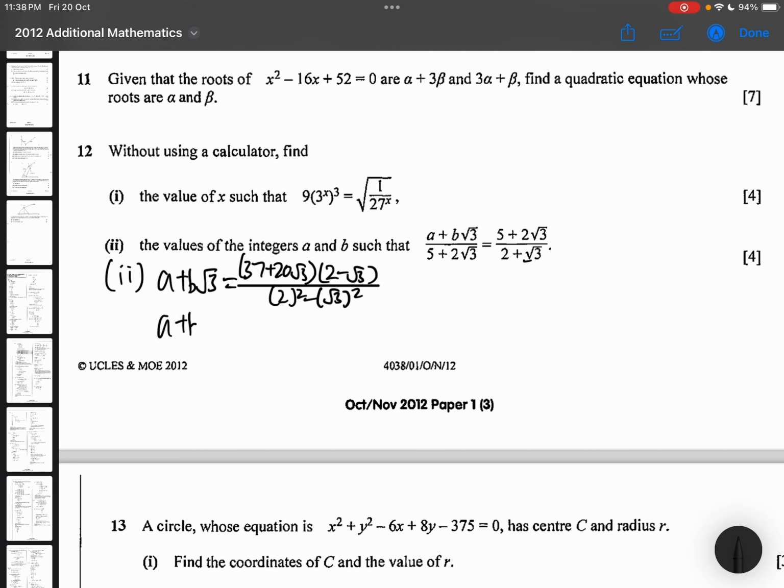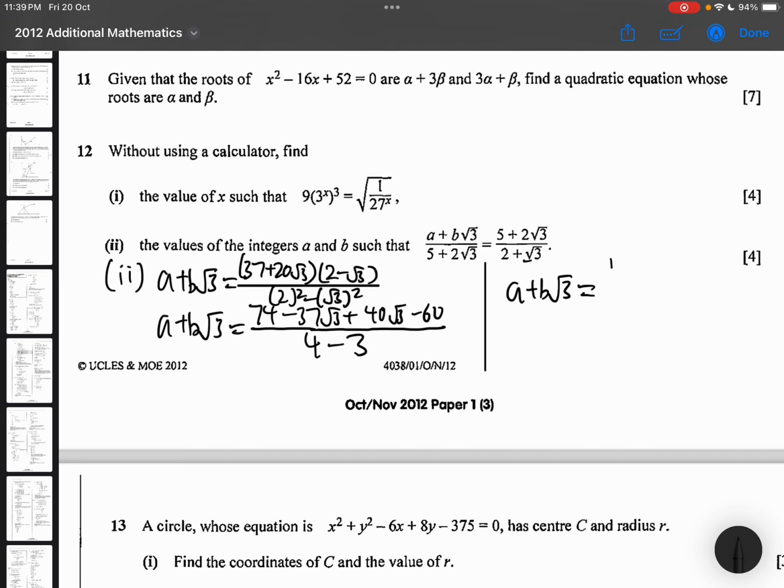So a plus b square root 3, 37 multiplied by 2, that gives me 74. And then minus 37 square root 3 plus 40 square root 3 minus 60. And then I have 4 minus 3. So a plus b square root 3. 74 minus 60 is 14. Negative 37 plus 40 gives me 3. So it's over 1. A plus b square root 3 is eventually 14 plus 3 square root 3.